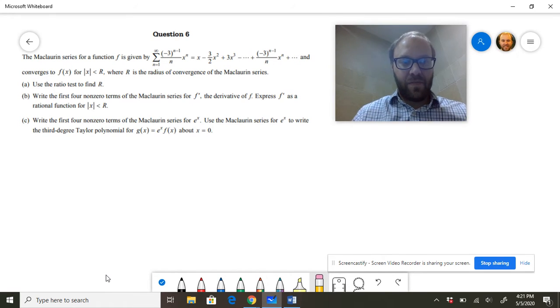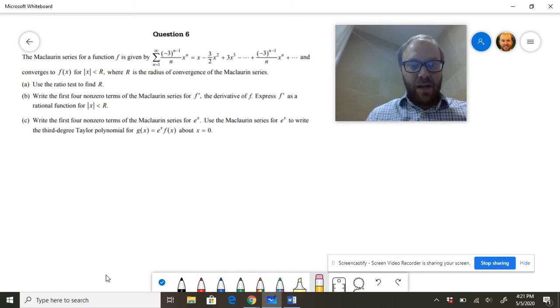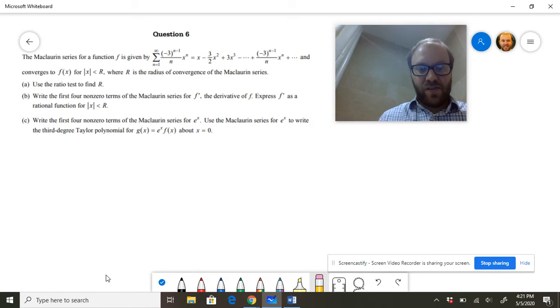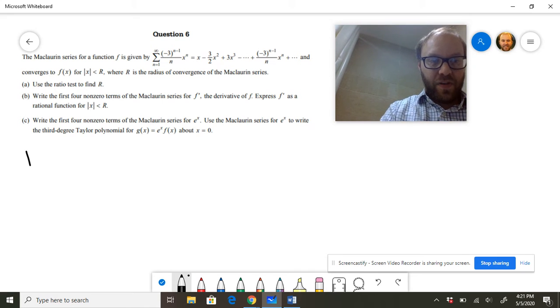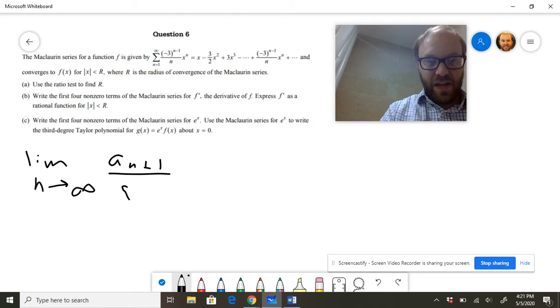All right, I want to take a pretty careful look at this one. I think this is the third free response in the latest free response packet. They first of all want us to do the ratio test and find the radius of convergence here. So remember, we're looking for the limit as n approaches infinity of a sub n plus 1 over a sub n.